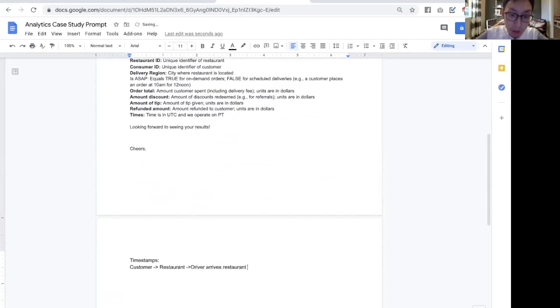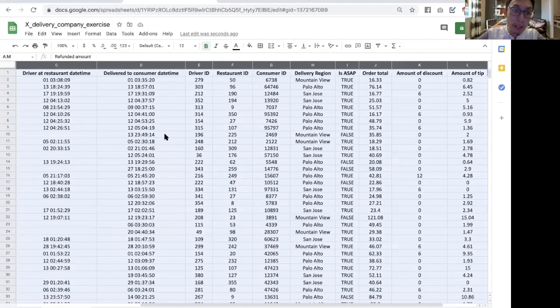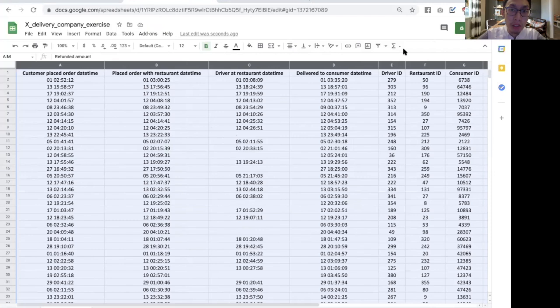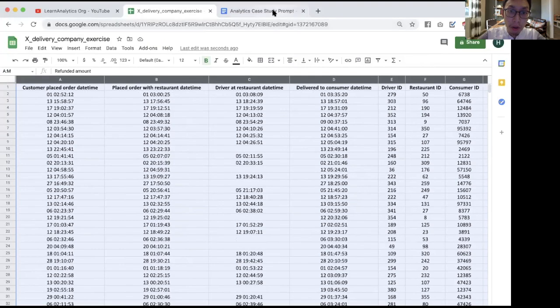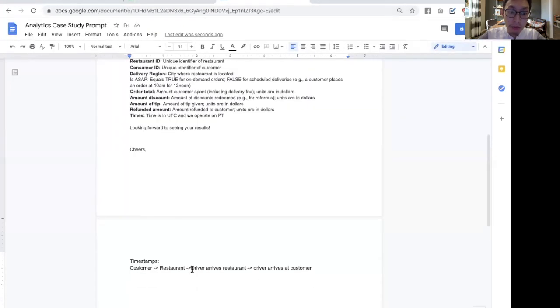And then driver also delivering, arrives at customer. So I think one of the curious things is that they laid out the different timestamps, to really look into how that looks from the perspective of time duration, because ultimately for a delivery company, they want to run their operations as smoothly as possible.